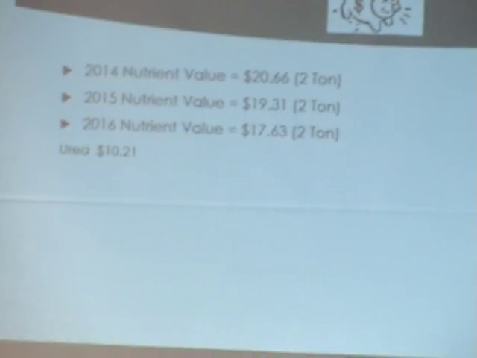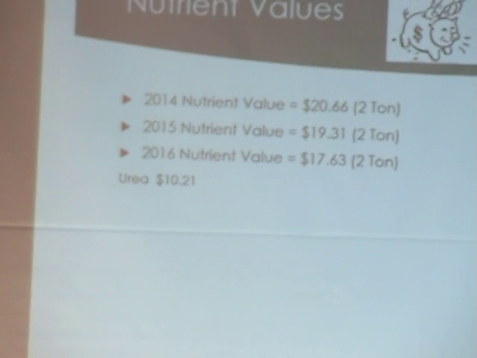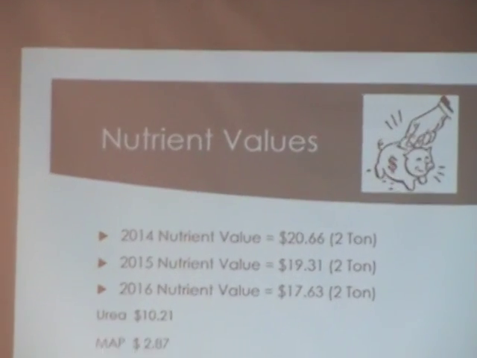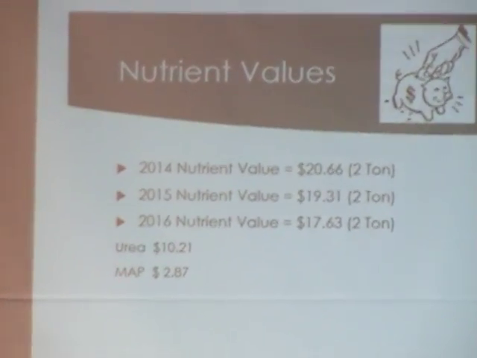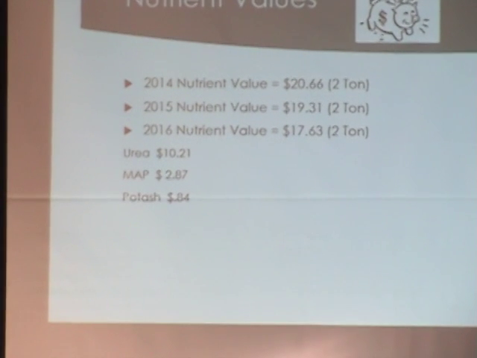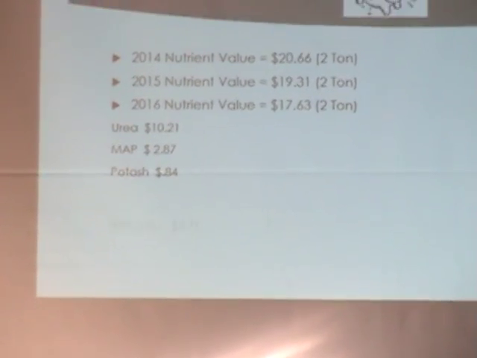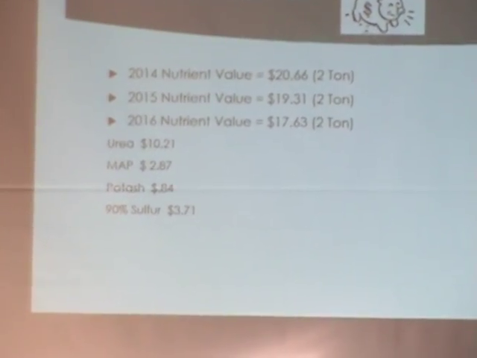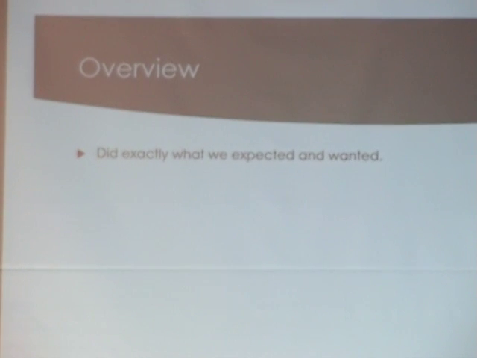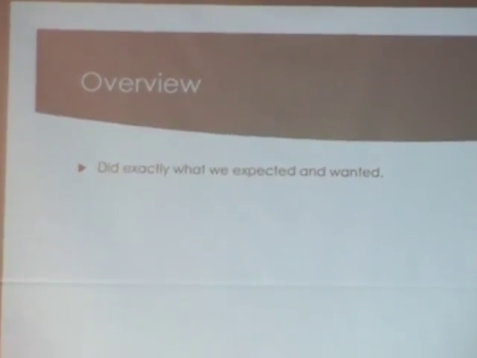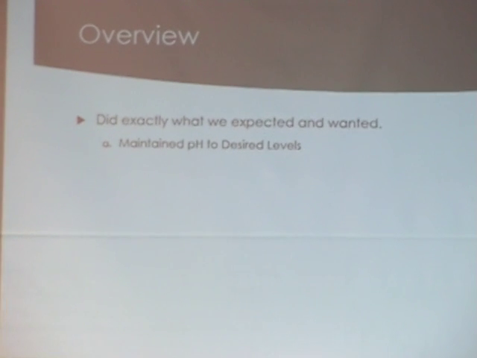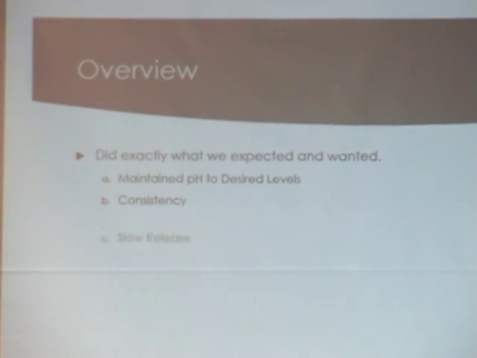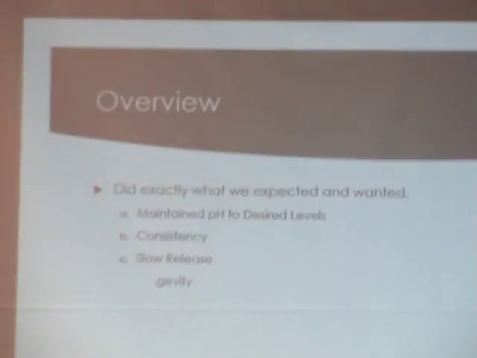Because in eggshells there is nitrogen, phosphorus, potassium, sulfur, and there's actually things that I did not add in there. So here's your hidden value. When you're applying these eggshells, as the first year availability, this is your hidden value. So just an overview, they did exactly what we expected and wanted. They maintained the pH to our desired levels, the consistency of them, the slow release, and the longevity.